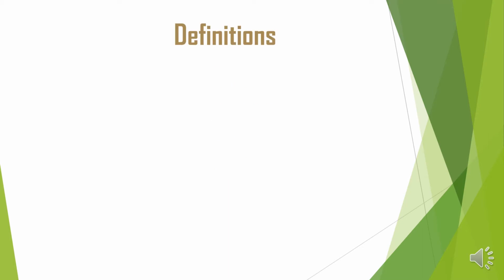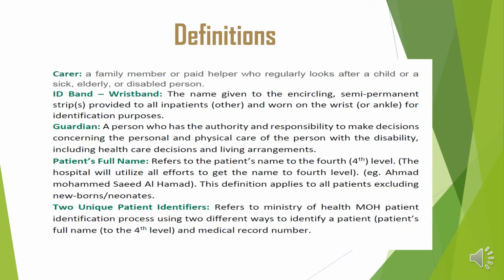So what are the definitions we have? We have the definition of a carer, who is a family member or a paid helper who regularly looks after a child or sick, elderly, or disabled person. So if we have a child, an elderly patient, a comatose patient, a sick patient, or a disabled person, we have to have someone taking care of him. We call him the carer.